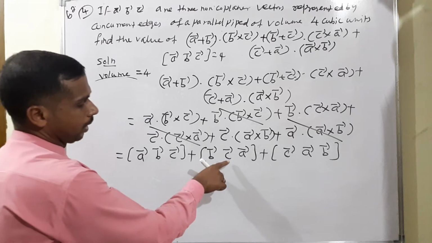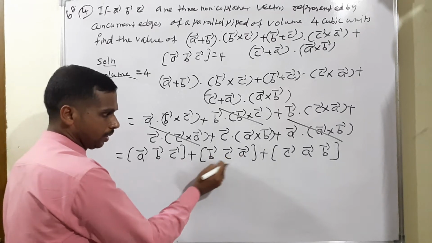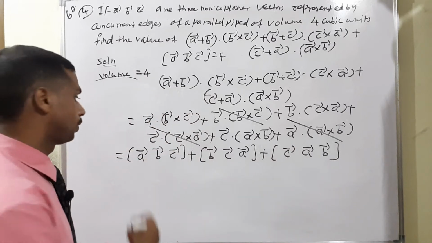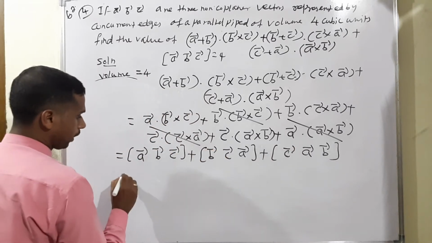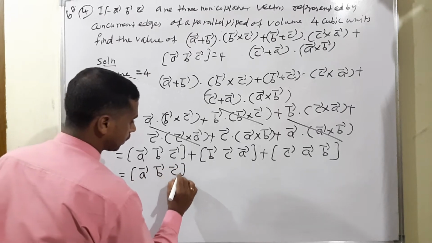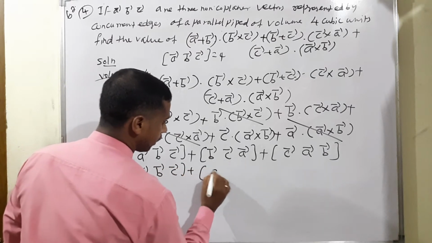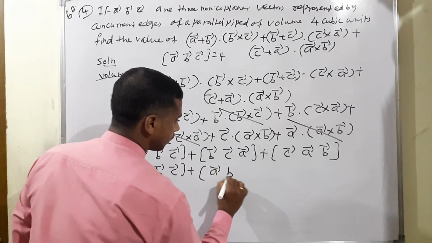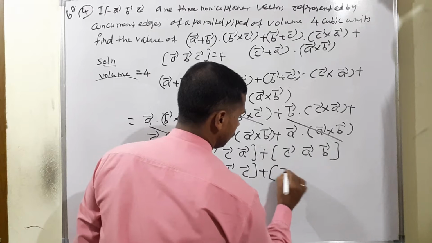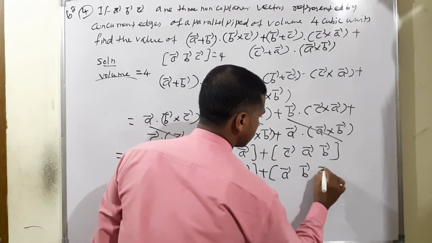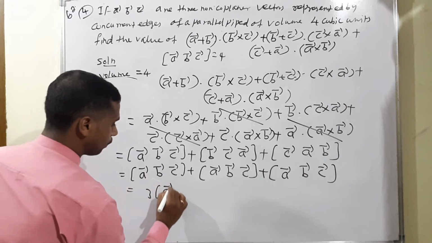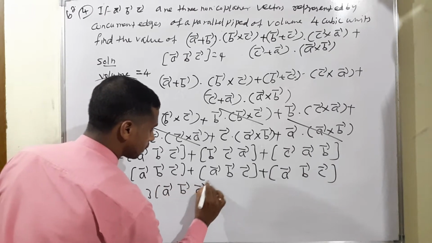If you go anti-clockwise also, starting from A, B, C is there. Here also A, B, C is there. So no negative sign comes, so the terms will be correct. Now we can write it as A vector, B vector, C vector, plus again starting with A, A vector, B vector, C vector, plus here also A vector, B vector, C vector. Adding means 3 box product of A vector, B vector, C vector.